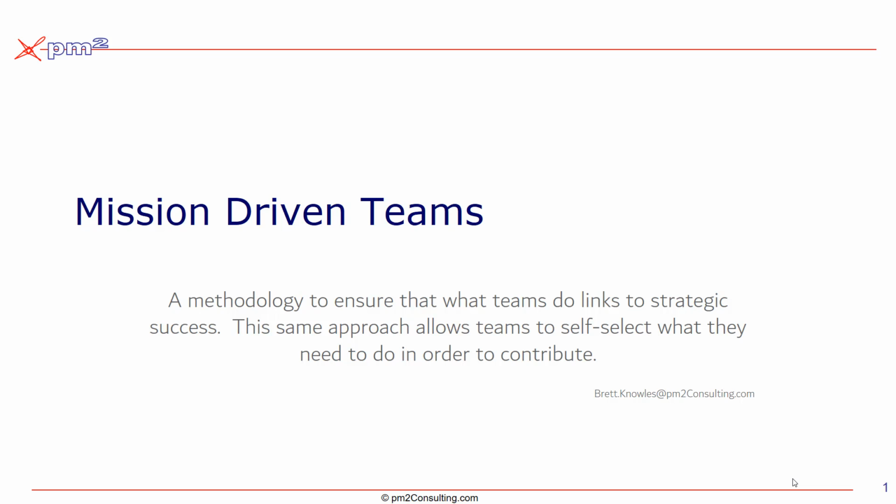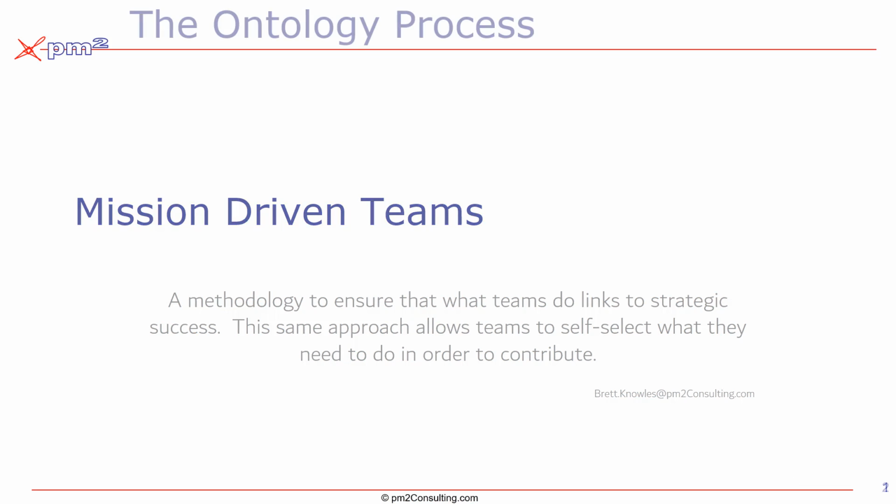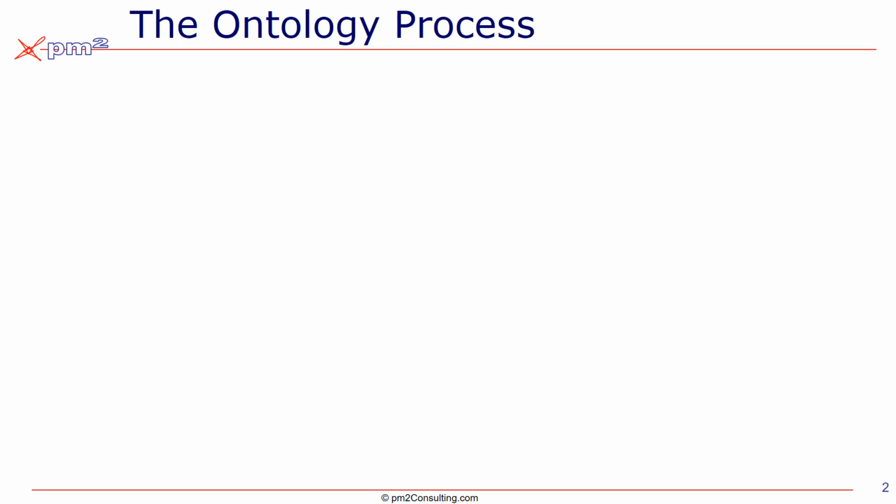This quick video walks you through how we can assure the correct cascade down to individuals in teams, and specifically how to make sure that we've created mission-driven teams in your organization. So this is based on what we call the ontology process. And the ontology process is pretty straightforward.